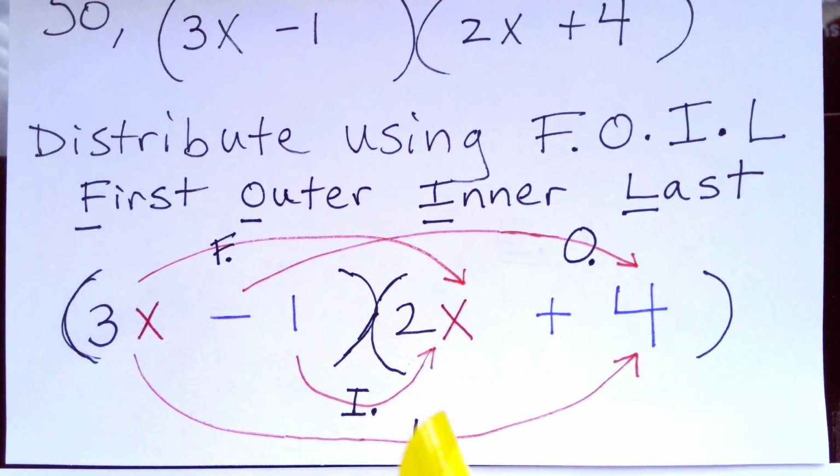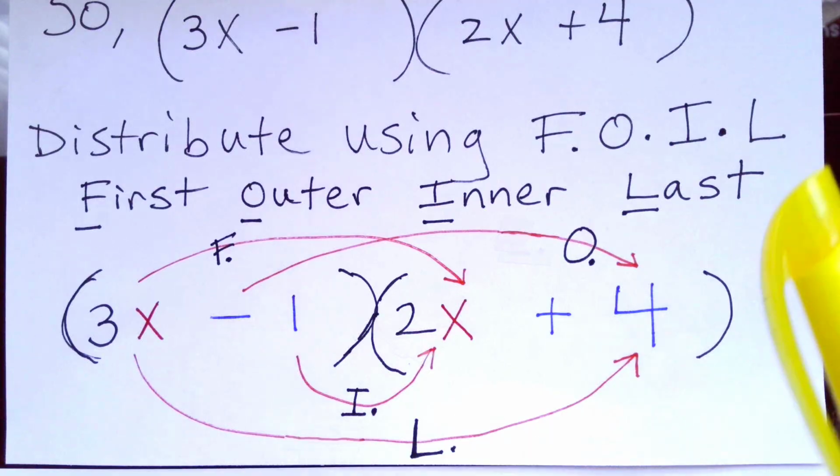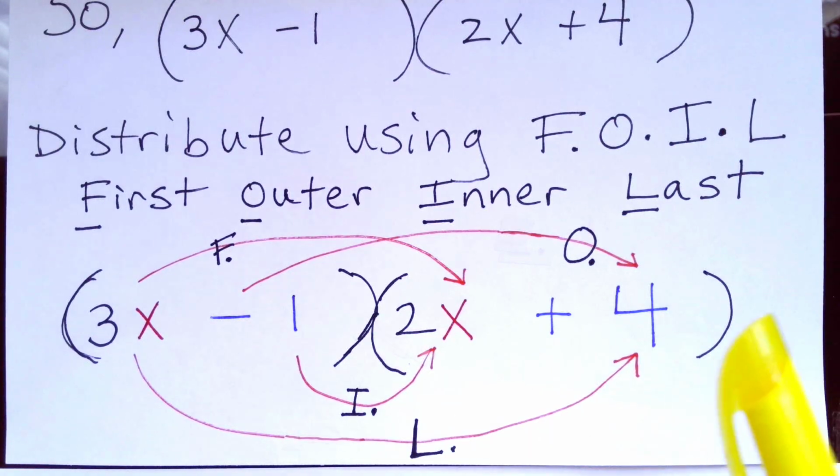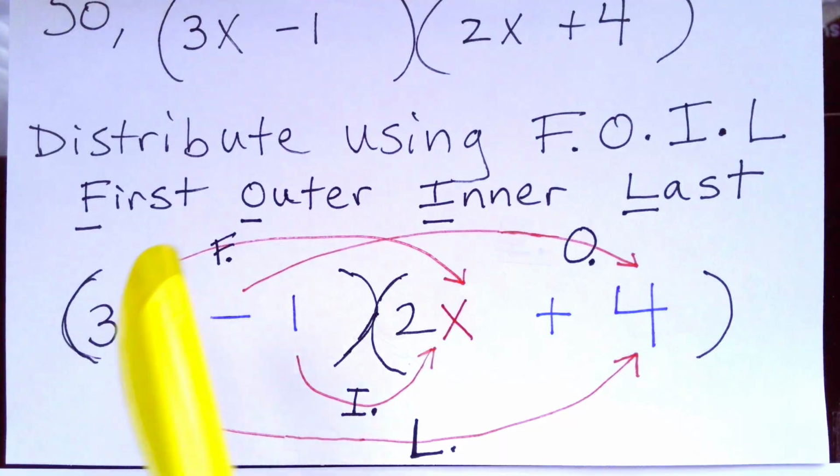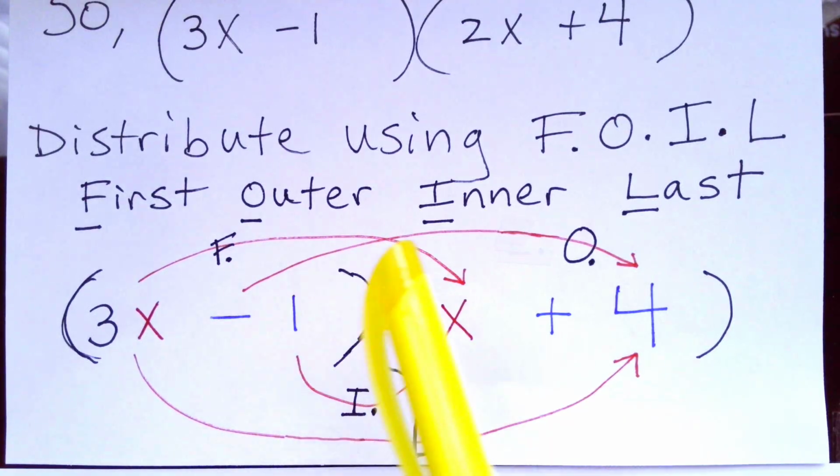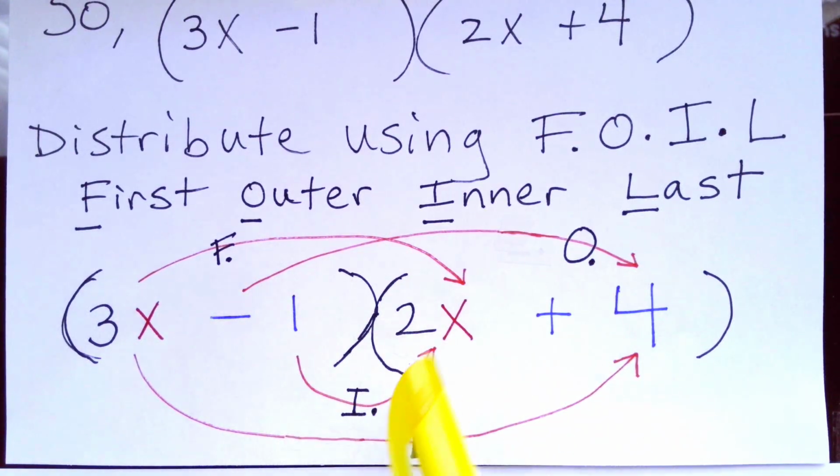F-O-I-L, FOIL. But basically, it's all about distribution, right? Distribution property. Each term gets multiplied by each term. And if you take a look here, we got an eyebrow, another eyebrow, a nose, and a smiley face. That's a way to remember and the representation of FOIL. First, outer, inner, last. Stick around for part 3 video.